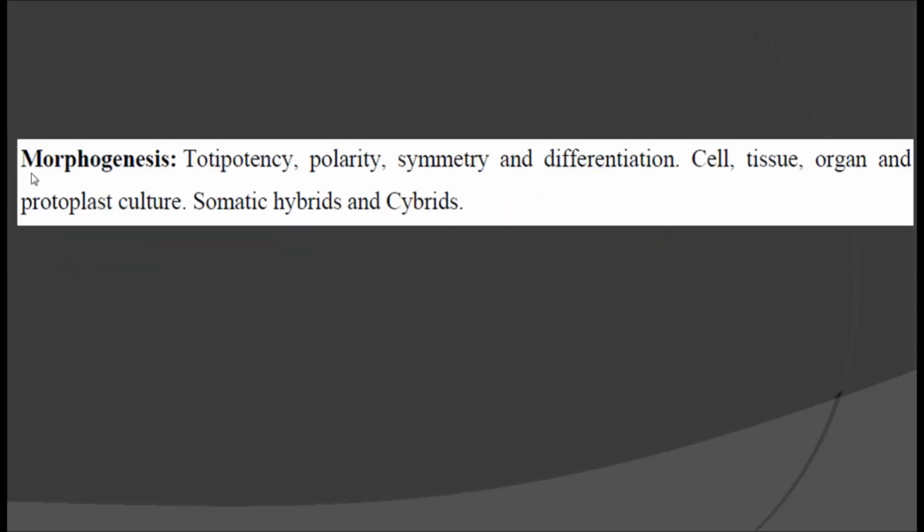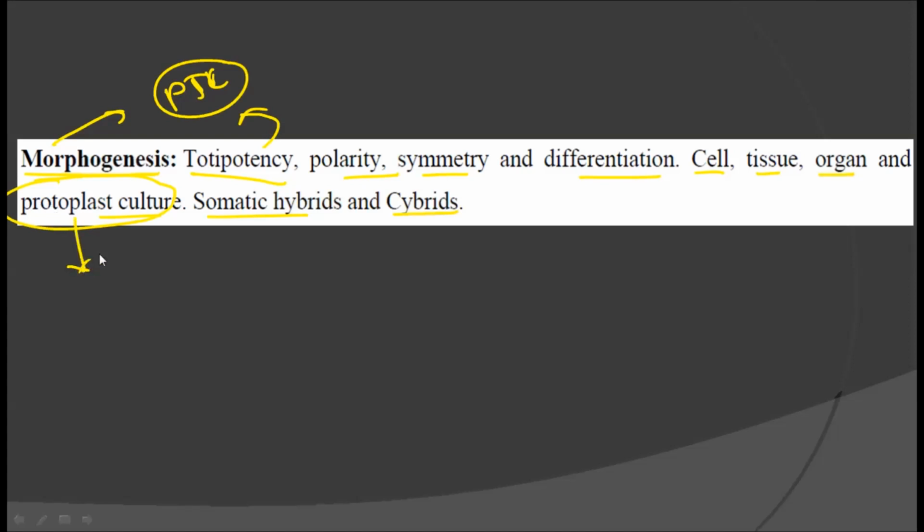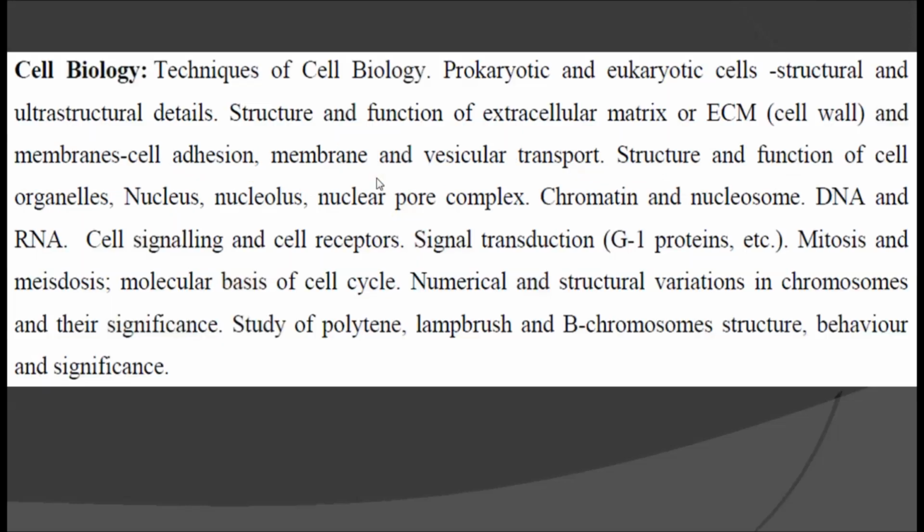All right, the next chapter we have here is morphogenesis. In this, you have to study totipotency, polarity, symmetry, and differentiation. Then cell, tissue, and organ and protoplast culture. Then somatic hybrids and hybrids. So this chapter is typically related to plant tissue culture. Out of these topics, protoplast culture is already covered on our channel, and the rest of the videos will be uploaded at a subsequent time.